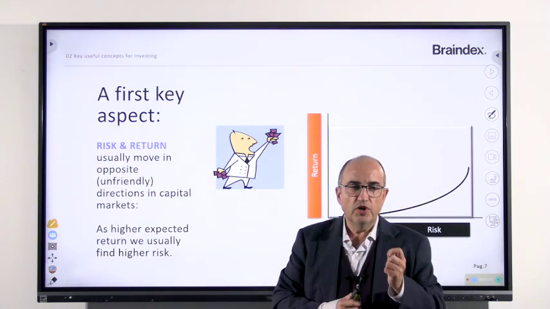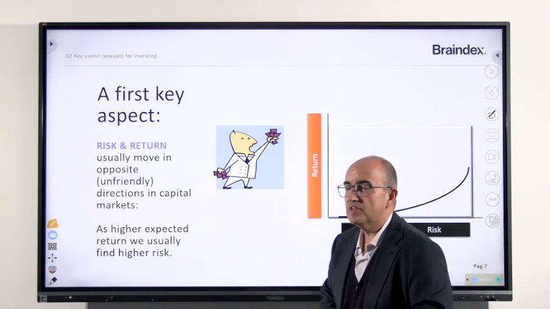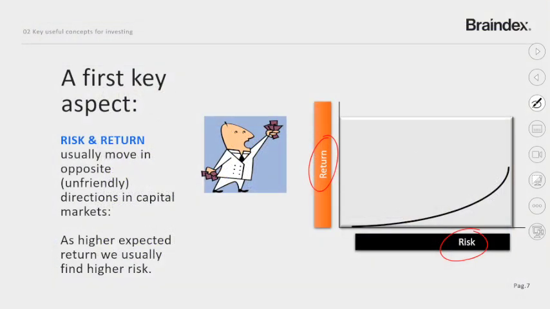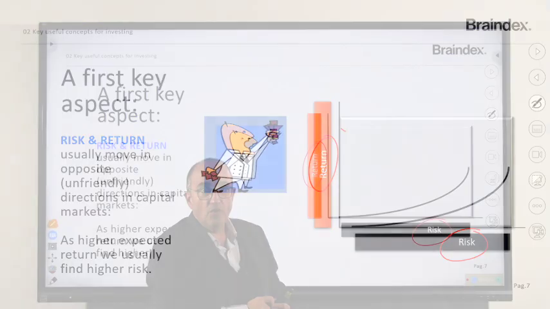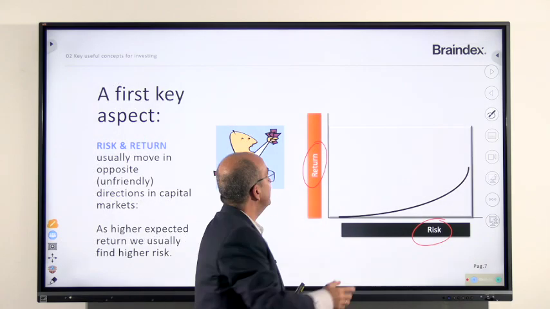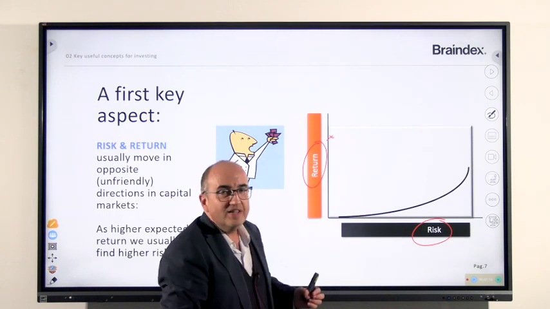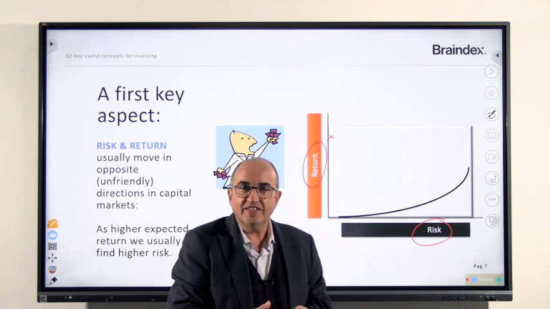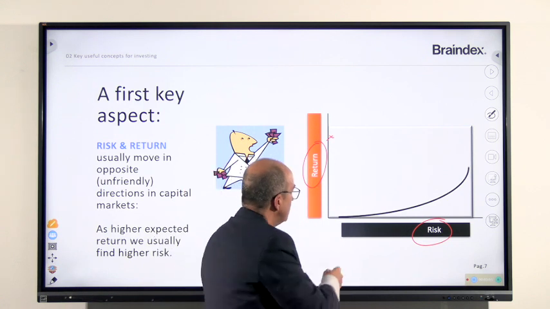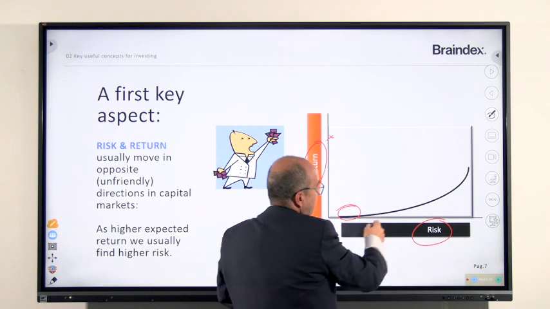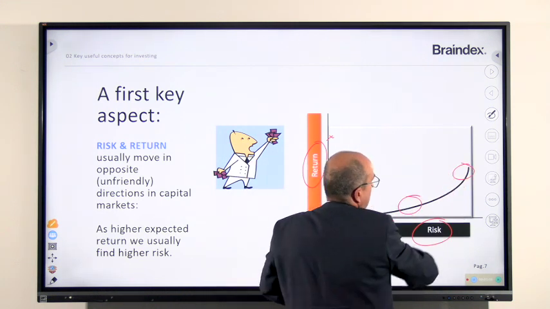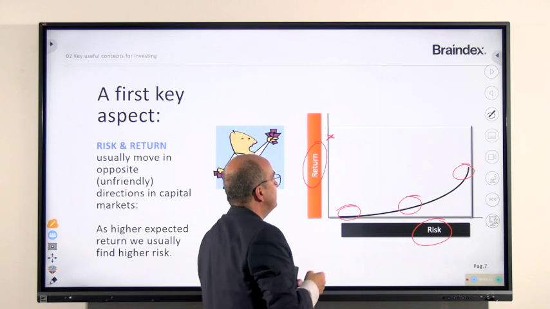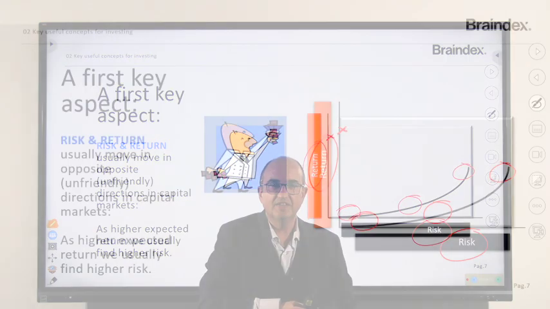Risk and return moving in opposite directions means that if we have return here and risk here, capital markets usually move in this direction. Of course, we all like this position, right? We all like this very high return with a very low risk. But this is not reality. Reality means that we have some financial products here, some here, and some there. We don't have financial products with very high return and very low risk.